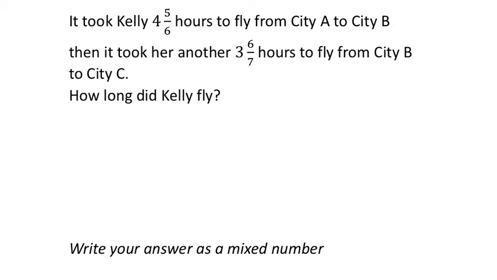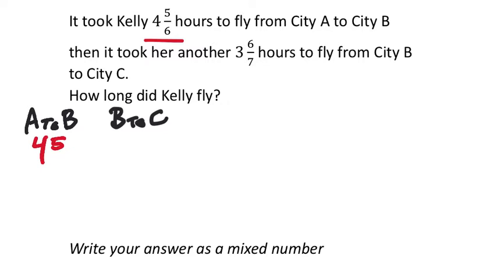Okay? So, on this one, it took Kelly 4 and 5/6 hours to get from city A to B, right? So, I'm just going to write this from A to B. And it looks like she gets on another plane that's from city B to city C. All right? And up here it says 4 and 5/6 hours from city A to B, so 4 and 5/6 hours there. And then city B, it's another 3 and 6/7 hours, so 3 and 6/7 there. Now, since we want to figure out the total amount of time that Kelly spent flying, that means we're going to need to add these two together, okay?